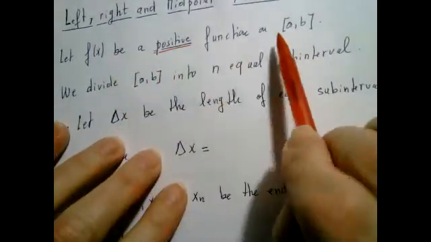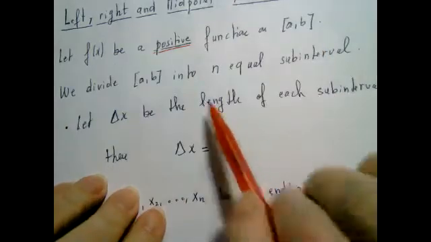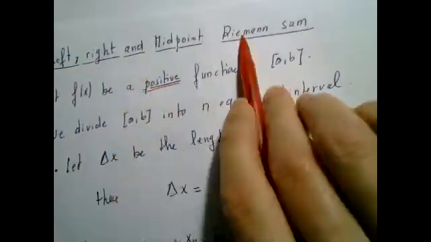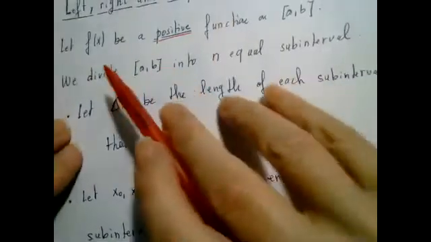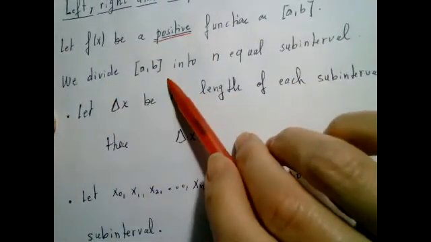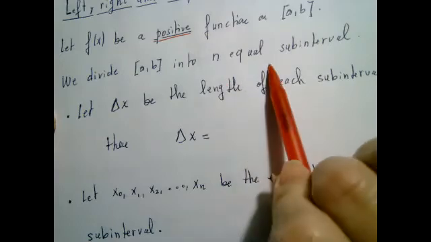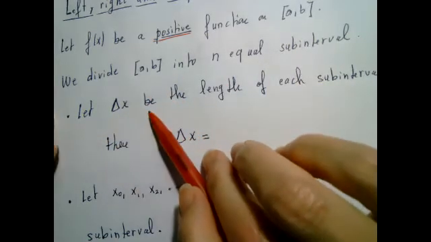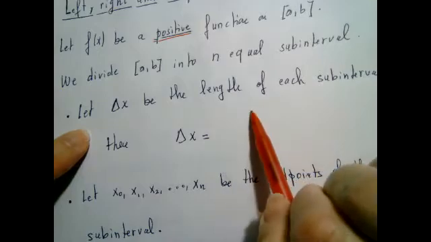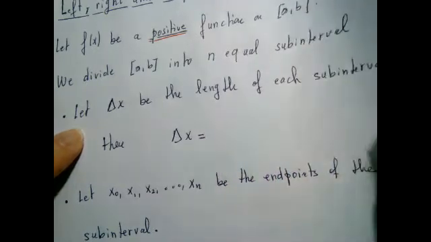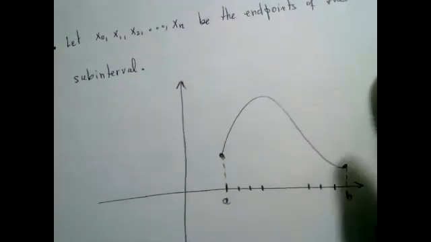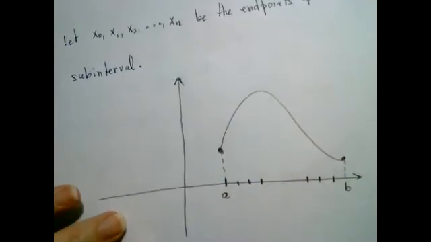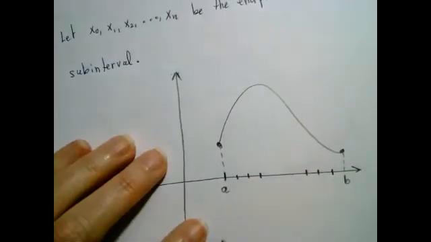So let f be a positive function on the interval [a, b]. I'm trying to define in general the left, right, and midpoint Riemann sums. We're going to take the interval [a, b] and divide it into n equal subintervals. We're going to call delta x the length of each subinterval. That's the picture right here. That's my function. I'm going to divide it into n equal subintervals and call delta x the length.